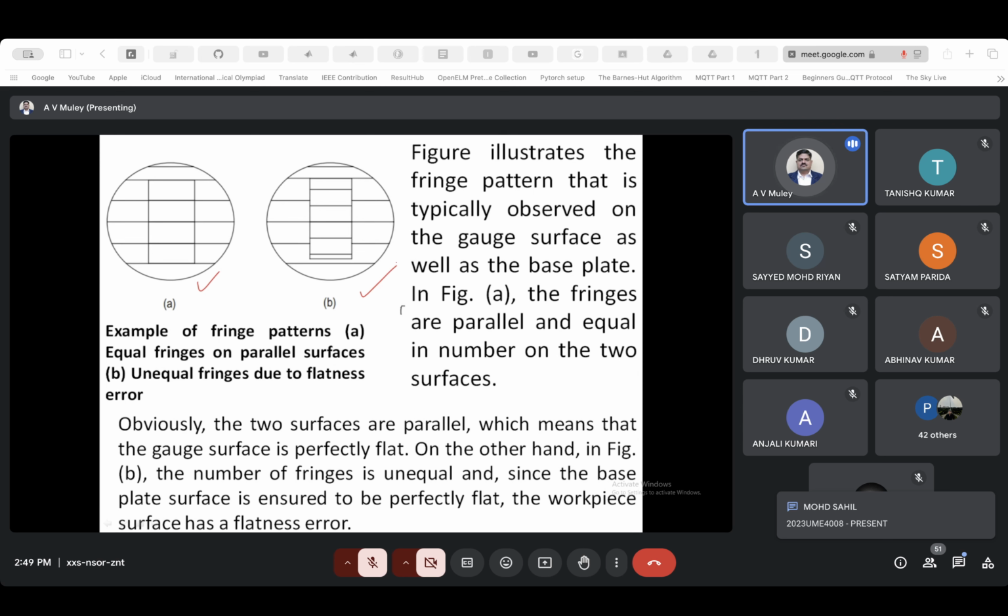The figure illustrates the fringe pattern that is typically observed on the gauge surface as well as the base plate. In figure A, the fringes are parallel and equal in number on the two surfaces. Obviously, the two surfaces are parallel, which means that the gauge surface is perfectly flat. On the other hand, in figure B, the number of fringes is unequal, and since the base plate surface is ensured to be perfectly flat, the workpiece surface has flatness error. तो यहाँ आपको दिख रहा है flatness error.